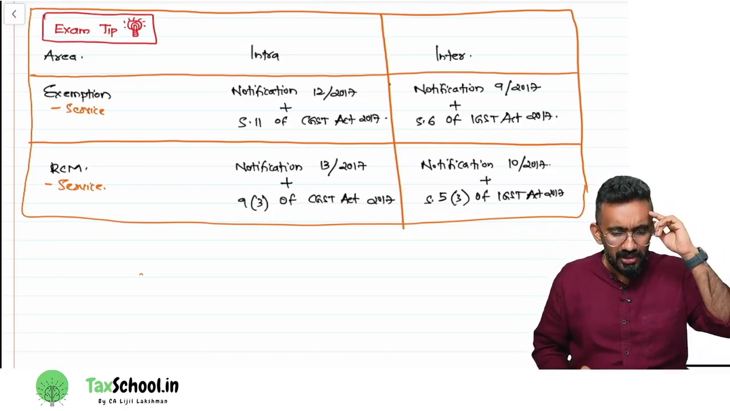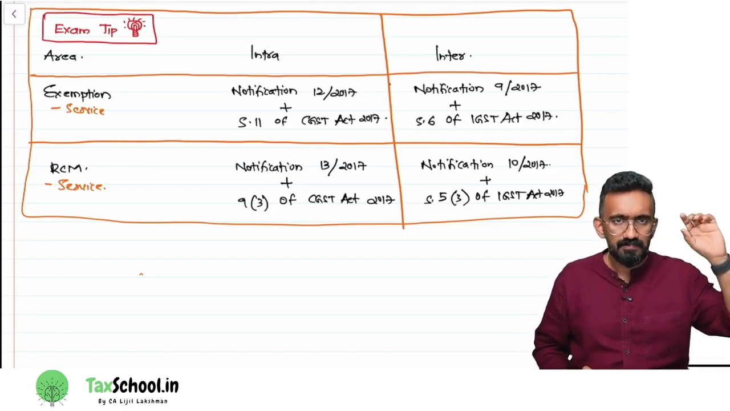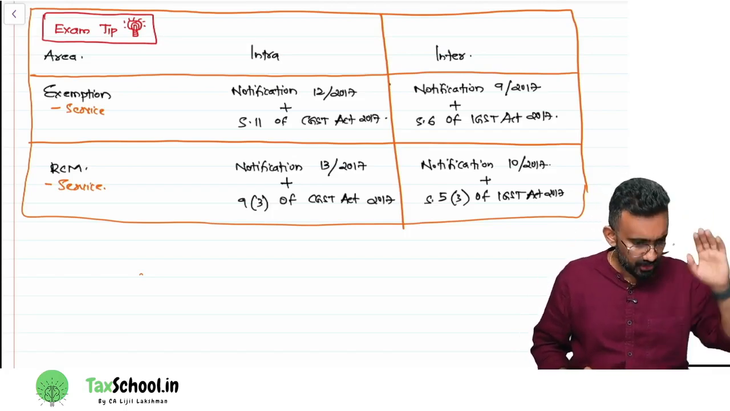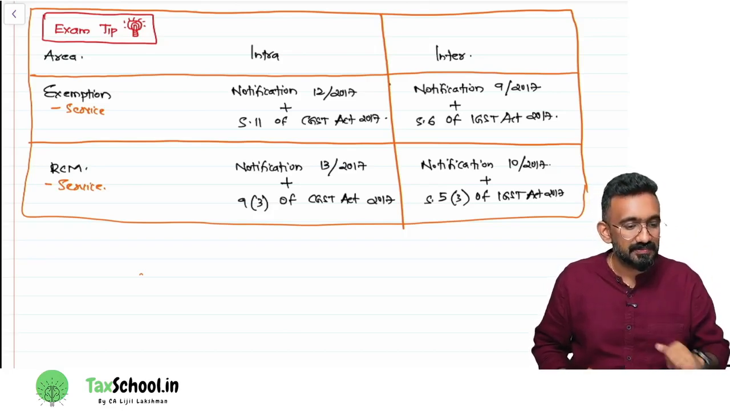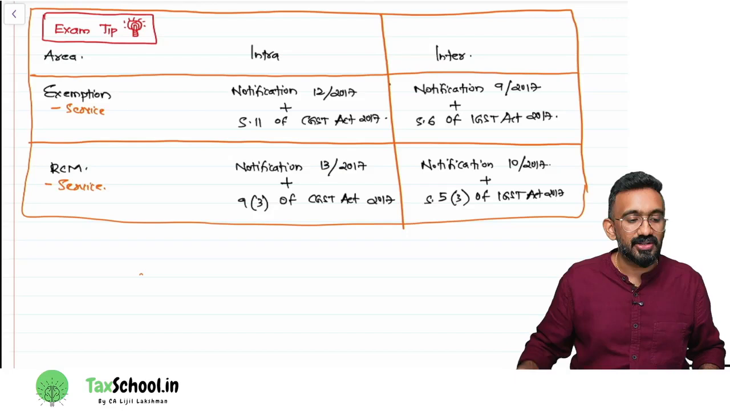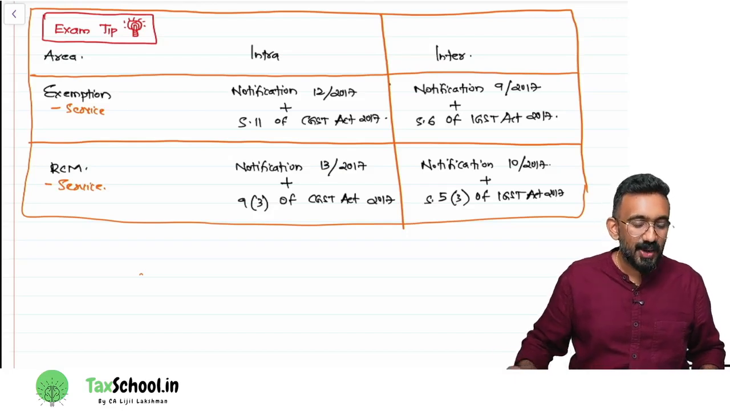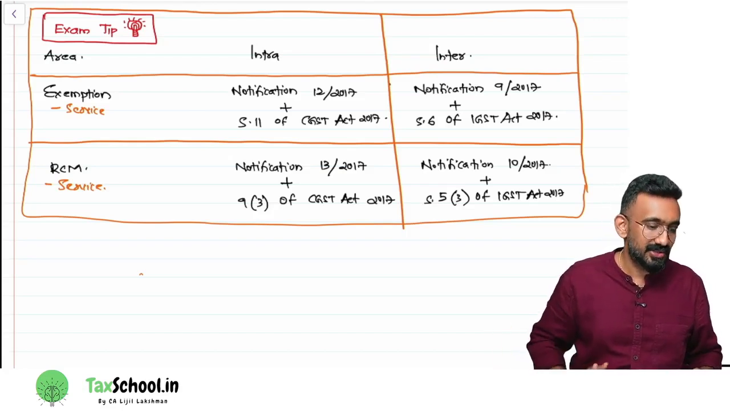There is one small trick that you can keep in your brain to remember the notification number. The first notification in the chronology of order is exemption. Exemption plus 1 is RCM. What is exemption under CGST? 12. What is RCM under CGST? 13, 12 plus 1. What is exemption under IGST? It is 9. 9 plus 1, 10, is the RCM under IGST. This is how you should remember.